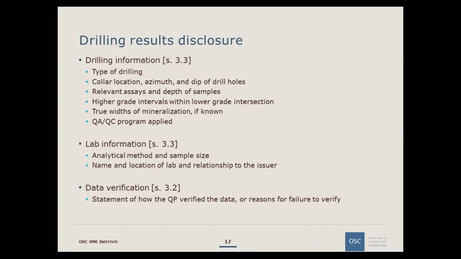Some disclosure pitfalls related to exploration and drill information would be lack of the drill hole location, azimuth and dip information, missing information about true widths, no quality control information provided, missing the name of the lab, or using overly promotional statements to describe the results of the drilling or surface sampling, such as the world-class intersections, bonanza grades, spectacular discovery, things like that.